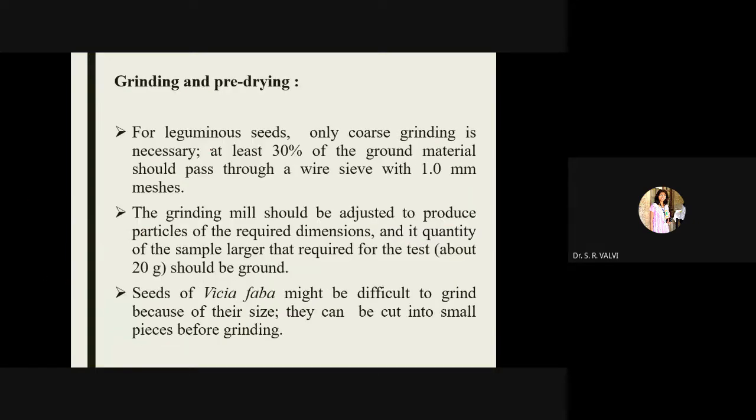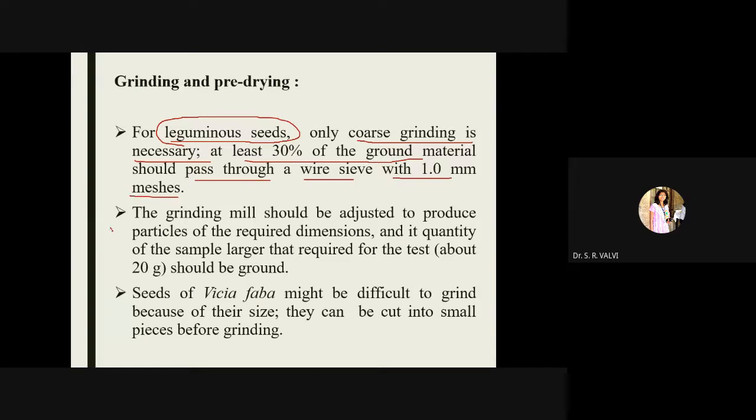Now, continued for grinding and pre-drying. For leguminous seeds, legume, right? For leguminous seeds, for example, in case of groundnut, it belongs to Leguminosae. So only coarse grinding is necessary. At least 30% of the ground material should pass through a wire sieve with 1 mm meshes, right?